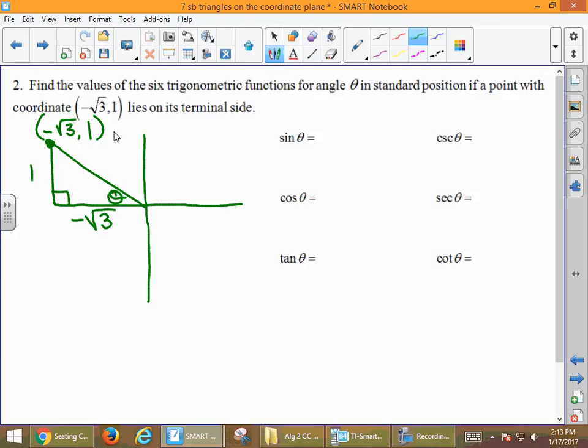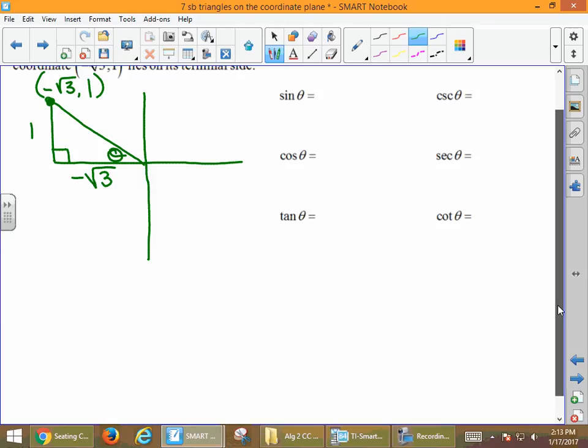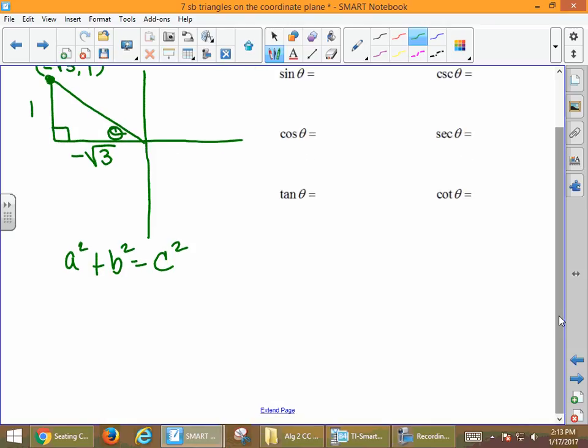What we need to figure out is, what's the value of the hypotenuse? Going to use the Pythagorean theorem again. So we're going to take a squared plus b squared equals c squared. And again, it doesn't matter. Negative square root of 3 squared plus 1 squared equals c squared.